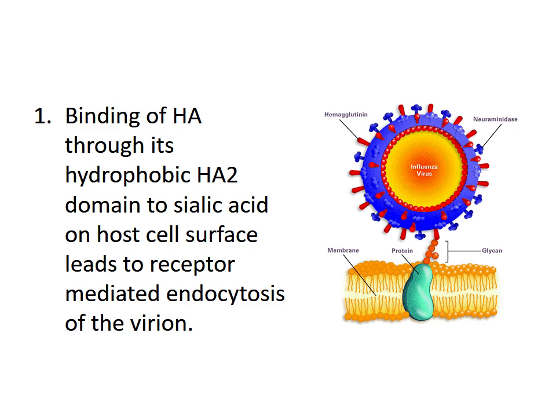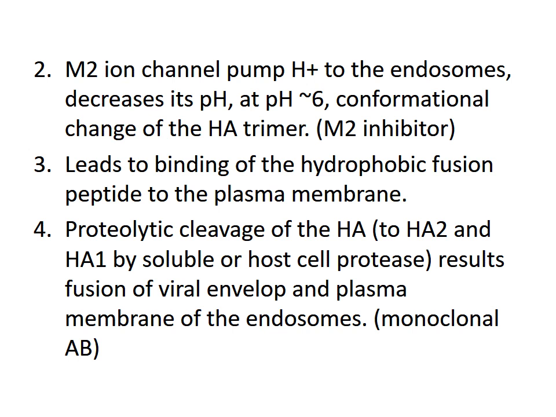And then the M2 ion channel pumps protons into the endosomes, which decreases its pH, and at around pH 6, a conformational change of the hemagglutinin occurs. This conformational change leads to binding of the hydrophobic fusion peptide to the plasma membrane, and then proteolytic cleavage of the hemagglutinin into SA2 and SA1 by soluble host cell proteases results in fusion of the viral envelope and plasma membrane.